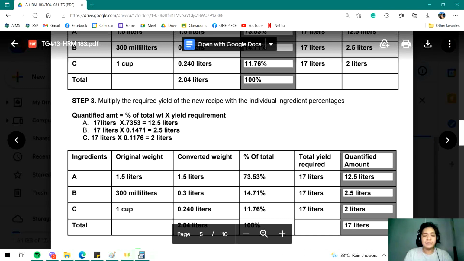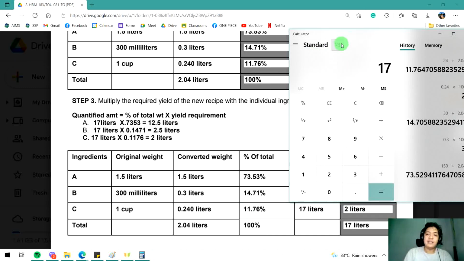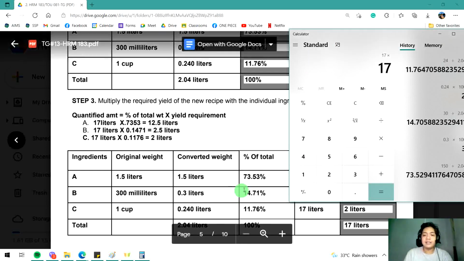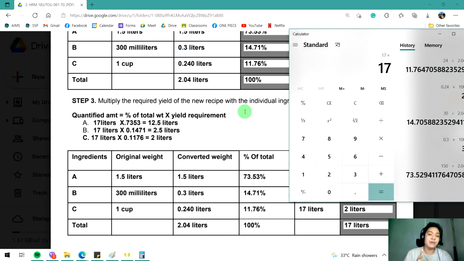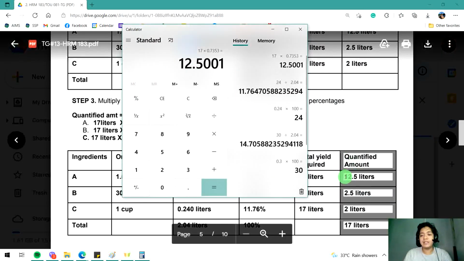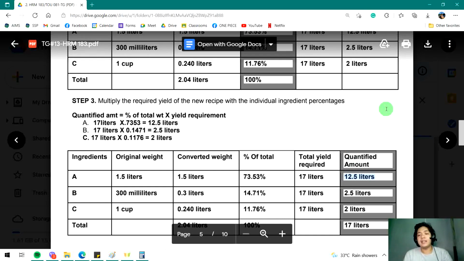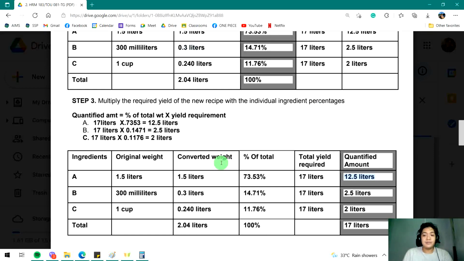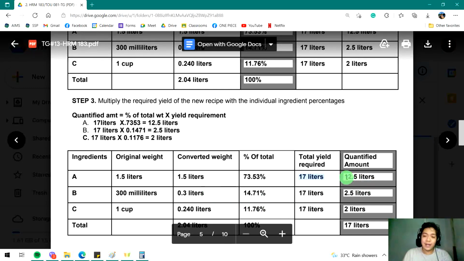So, ang mangyayari dito is 17 liters times 73.53. So if we move our decimal point 2 places to the left, we will have here 0.7353. If we will multiply that, we will have 12.51 or 12.5 liters. And tama ang nasa module natin, which is 12.5 liters. It means that in order for us to generate 17 liters of this recipe, we have to have 12.5 liters of ingredient A.